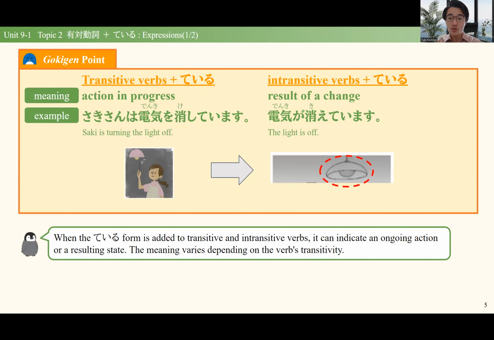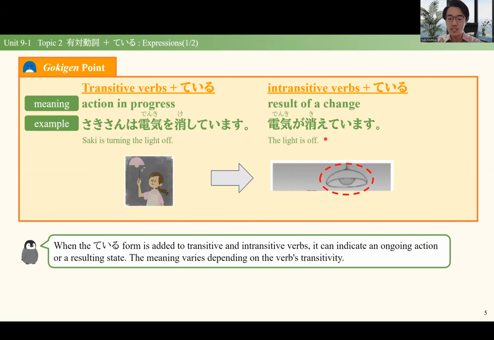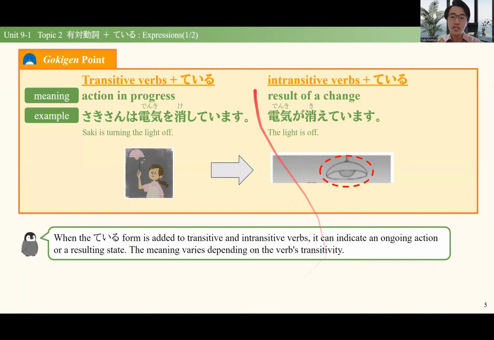But when you have the intransitive verb, like kieru, something goes off. When you have the intransitive plus teiru, this doesn't mean ing. So when you say denki ga kiete imasu, this does not mean the light is going off right now. This means the light is already off. Someone has turned it off, and as a result, the light is off right now. So the intransitive plus teiru means the result of a change.